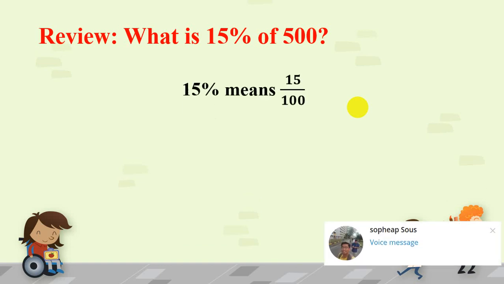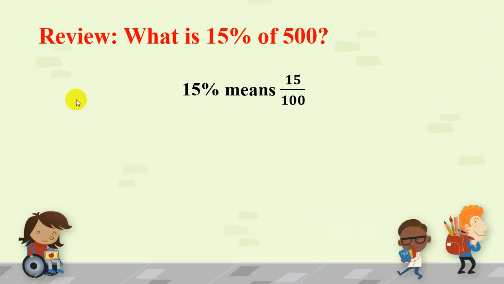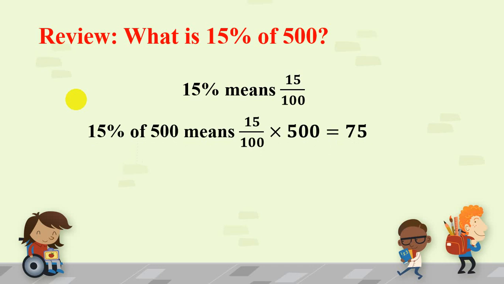Okay, so from the video yesterday, I think you know how to find it, because as you know, 15% means 15 over 100, right? So 15% means 15 out of 100. So 15% of 500 means 15 out of 100 multiplied by 500. So that is 75. So it means that 15% of 500 is 75. Okay, so this is simply how to find the percentage.